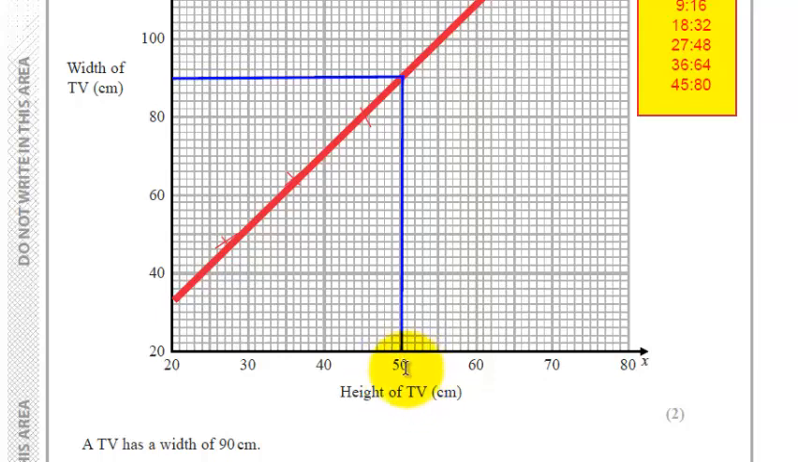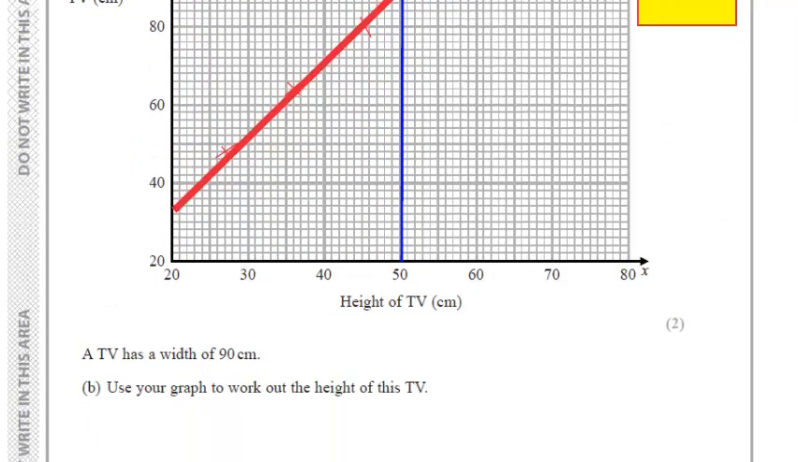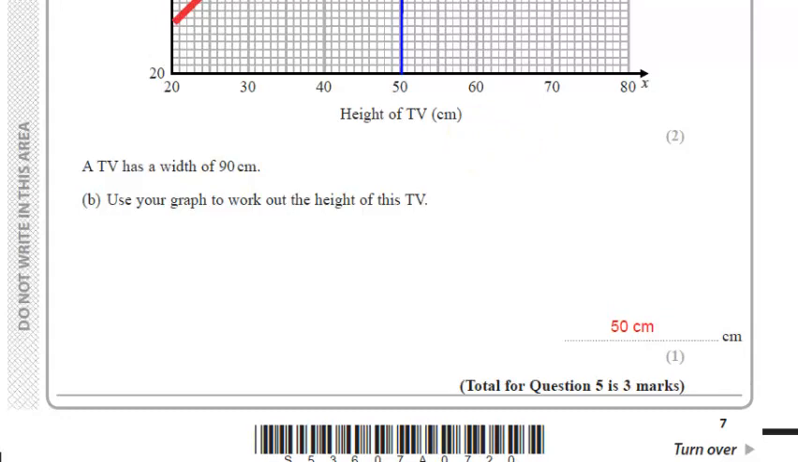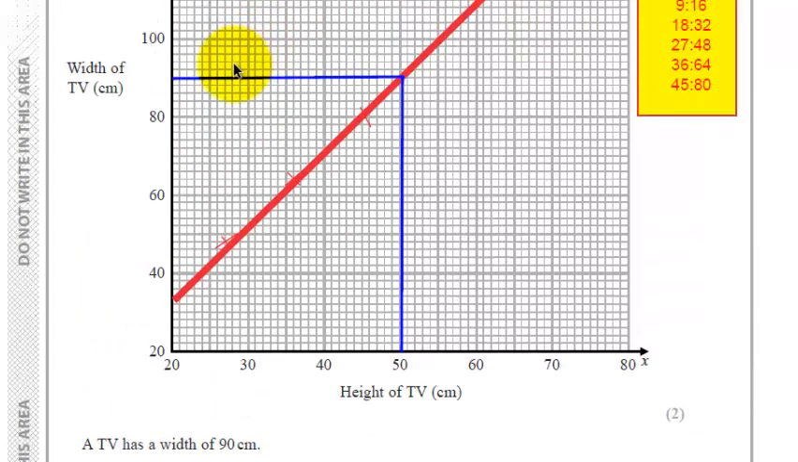Just be careful with scales sometimes. Notice here it's 1 square for every number from 40 to 50. But from here it's 2 squares for every number on the y-axis. Just look out for that. And so the answer is 50 centimeters. Make sure you draw on your graph to show the examiner you know what you're doing.